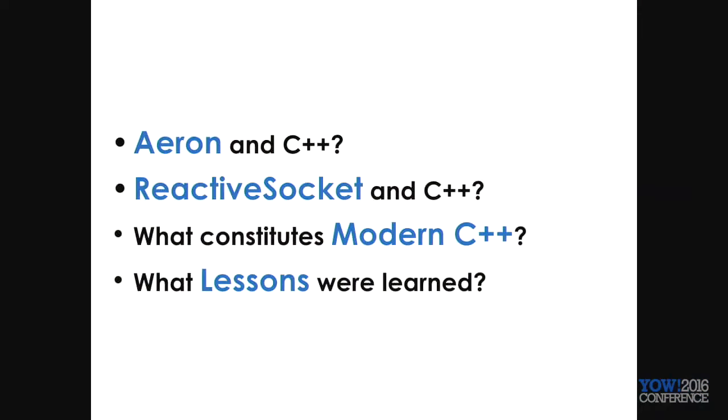So within the last couple years, there's been two projects that I've been fortunate enough to be involved with that have had C++ aspects to them. The first is Aeron, and the second is Reactive Socket. And they have both used modern C++ techniques. They've used C++11, which is the 2011 standard, and C++14, the 2014 standard. So these are new features of the language. And we want to talk about what these are, give you an idea of where they fit, what constitutes those aspects of the language, and what lessons we've learned and how things have turned out and how they're going. So the first thing is Aeron and C++.